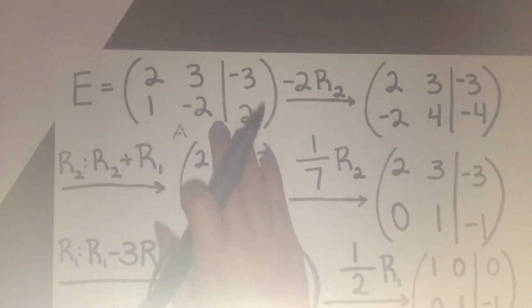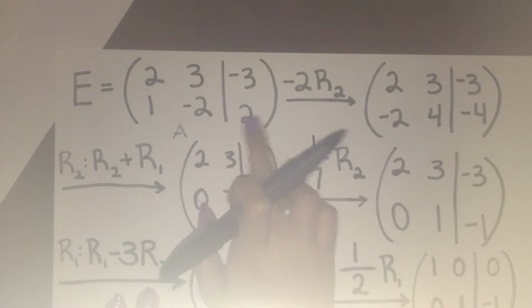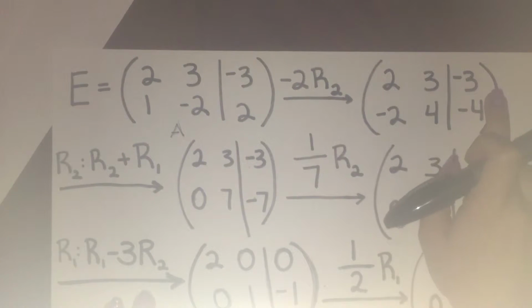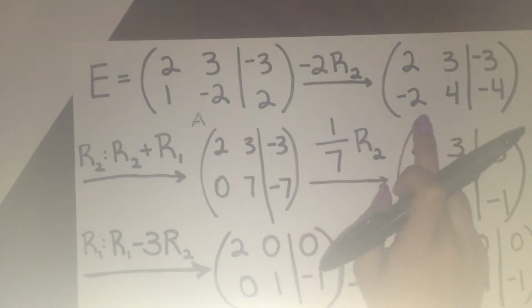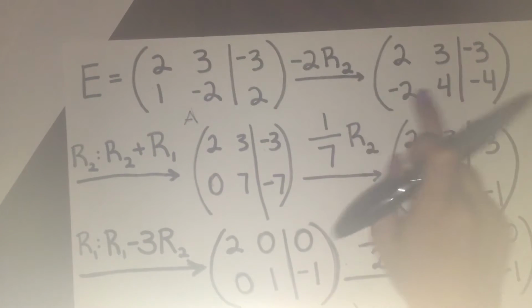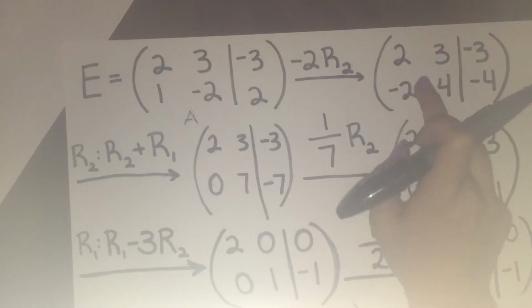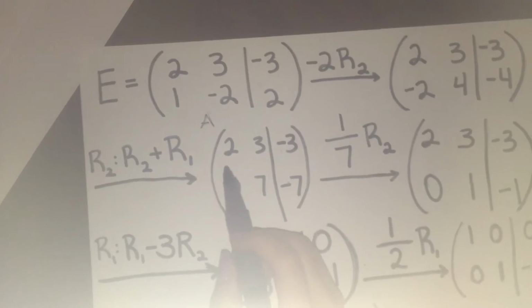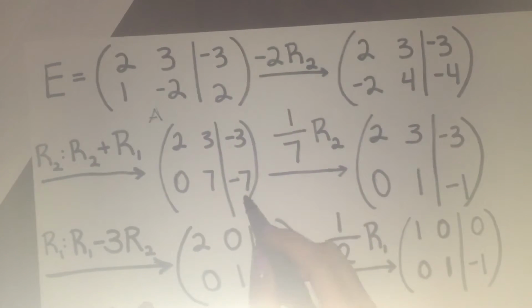So first step we could do is multiply this row by negative 2, which would then give us 2, 3, negative 3, negative 2, 4, negative 4. Then we can add to the second row the first row, and therefore eliminate the first entry of the second row. And we would have 2, 3, negative 3, 0, 7, negative 7.